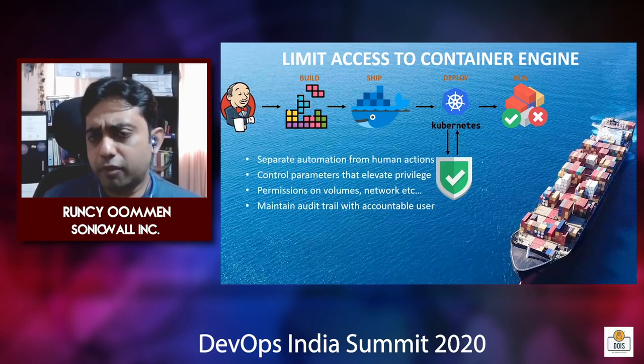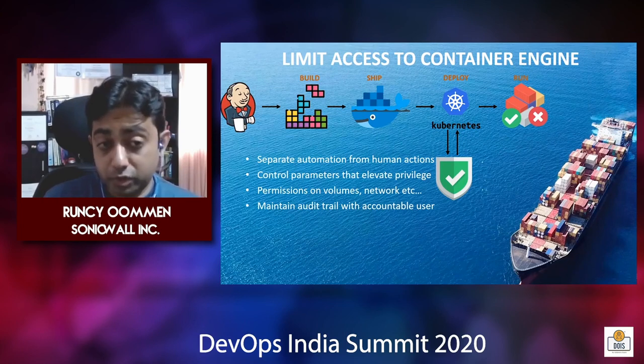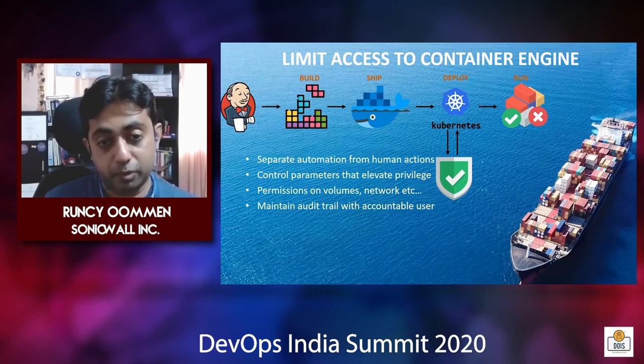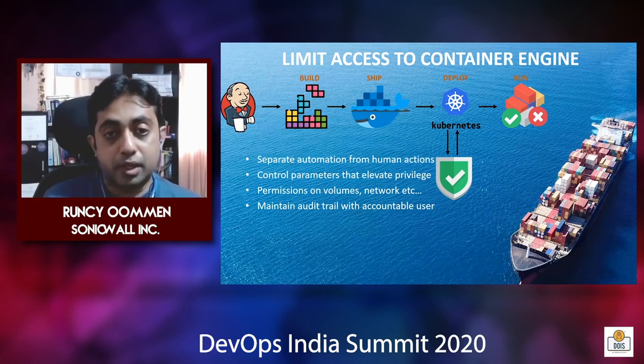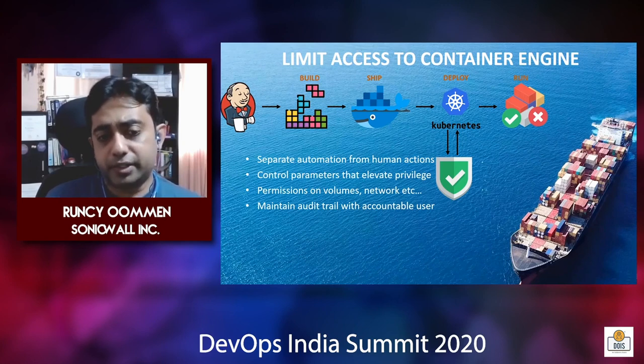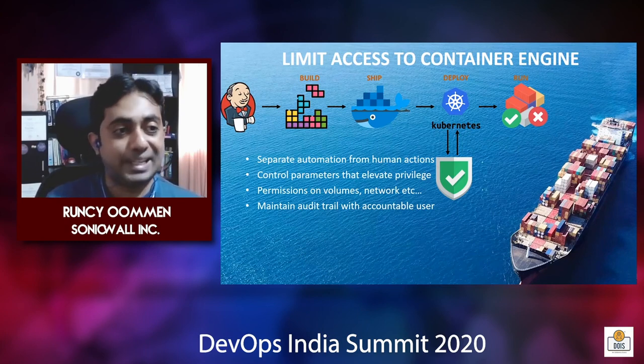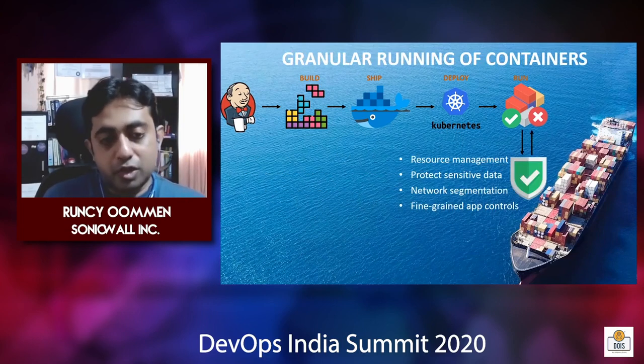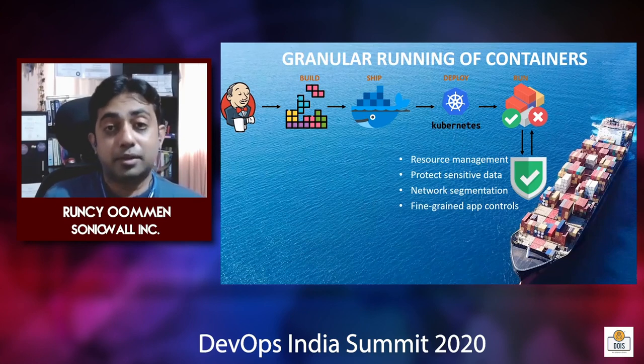And in terms of deployment, it's all about limiting the access to the container engine, right? And how do you do that? You separate the automation from the human action. There's a heavy emphasis on automation, as I told you about in the previous slide as well. It's a new way of doing things. And you dictate the permissions that need to be provided on the volumes and the networks, and maintain an audit trail with the account of use. So this makes sure that the control parameters are in check, since they could potentially elevate the privilege during the deployment phase. And running is not just about running the container, but the granular running of containers.